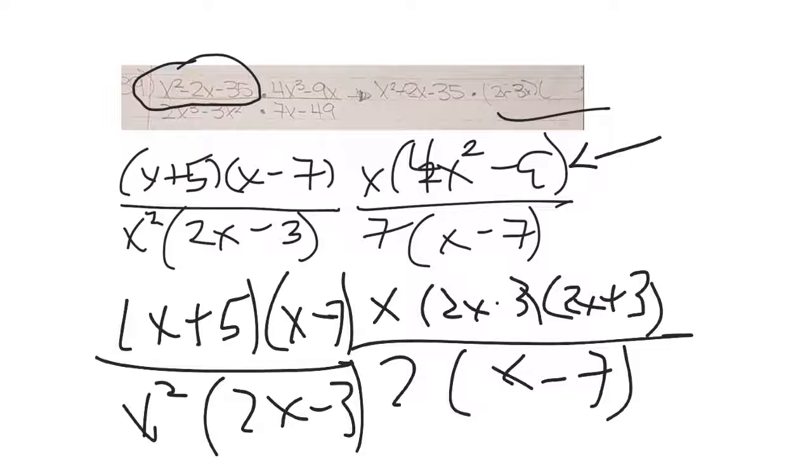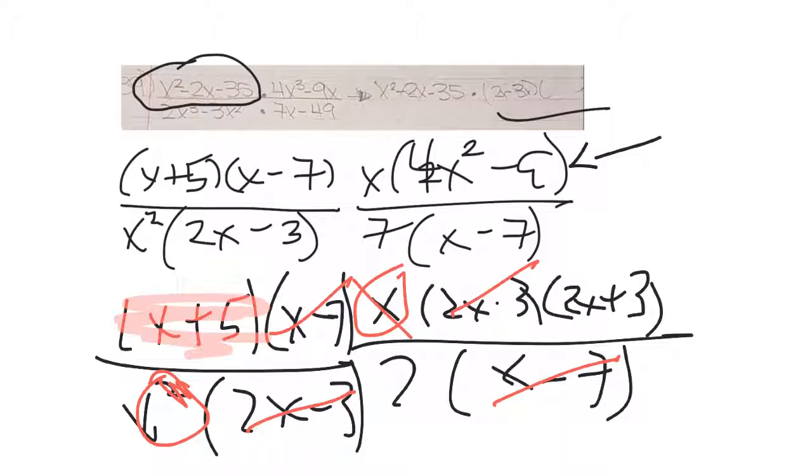Okay, now we can start canceling stuff. So there's an x minus 7 that goes, a 2x minus 3 that goes. There's an x up here and an x squared there, so this x cancels one of those x's. So in the end, you just write what's left over. What's left over will be x plus 5 on the top, and on the bottom, you just have one x and a 7. So you just write those things down on the top and on the bottom. Hopefully that helps.